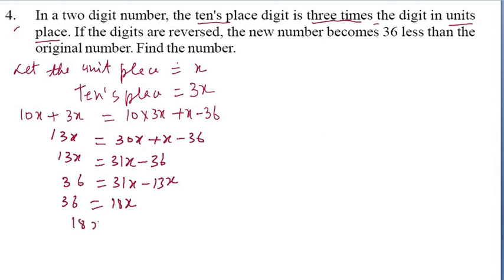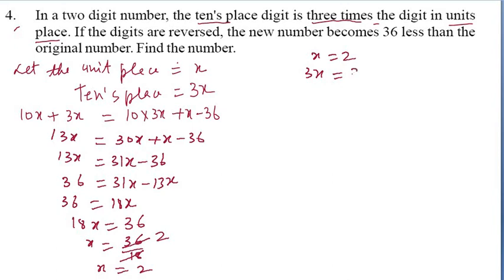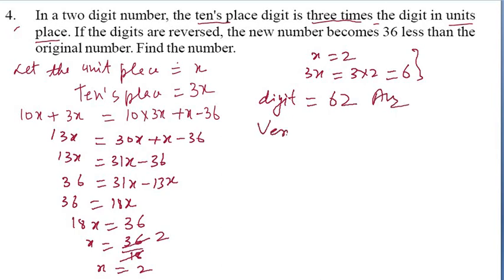So you can say 18x equal to 36. So x will be equal to 36 divided by 18. So x becomes 2. And now x is equal to 2 and 3x is equal to 3 into 2, that is 6. So you can see here the digit is equal to 62. That is your answer. Now verification.